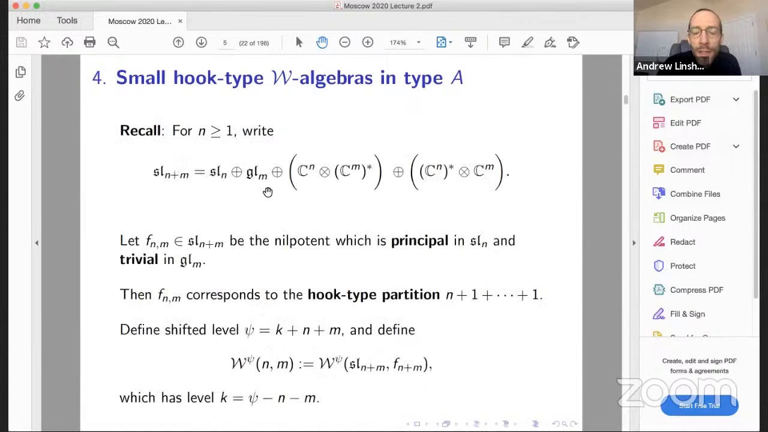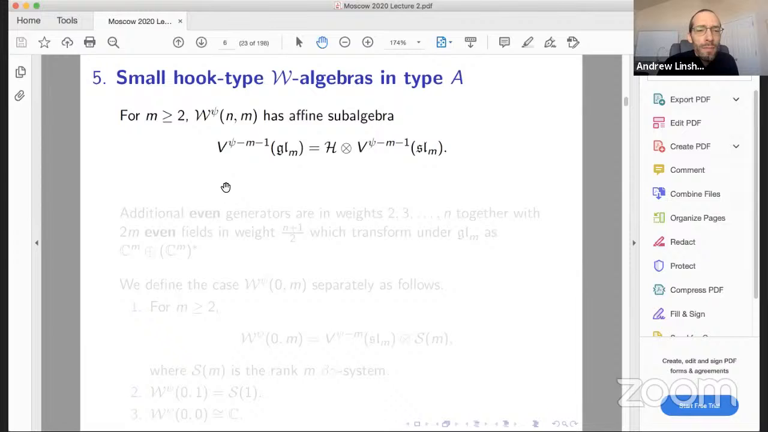If m is 0, then this is just the principal W algebra. If m is 1, then it's the subregular W algebra. If n is 2, this was the minimal W algebra. And also if I take n to be 1, this is just the affine Lie algebra. There's no nilpotent, then it's trivial.